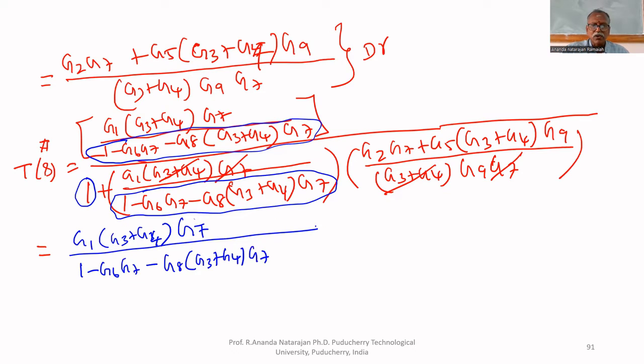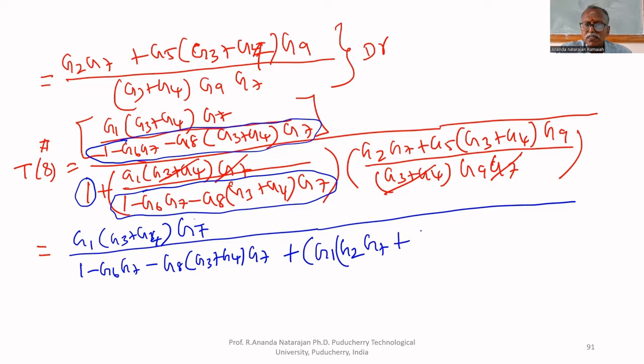So we are writing for 1 alone, plus G1, only there, then G2, G7, plus G5 (G3 plus G4) into G9. This G9 and this G9, we can cancel, and we can write G9 here. So that G9 can be written here and the G9 can be cancelled.